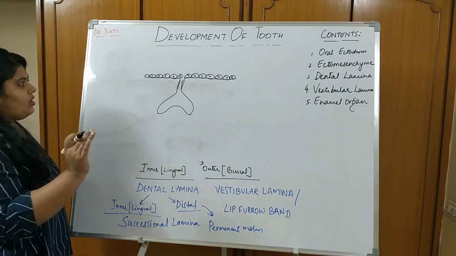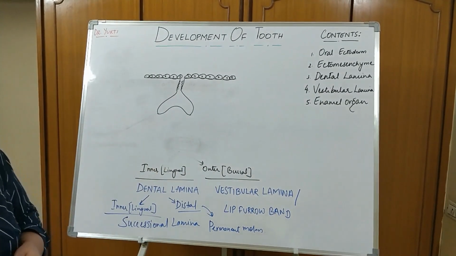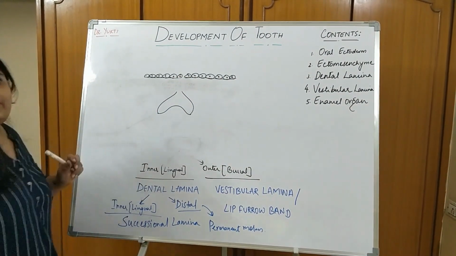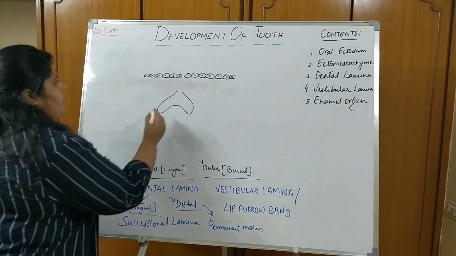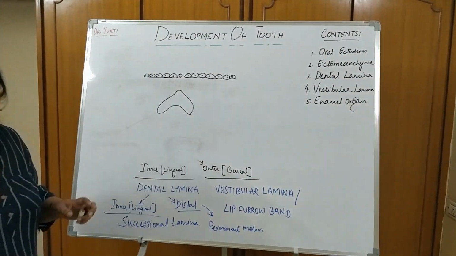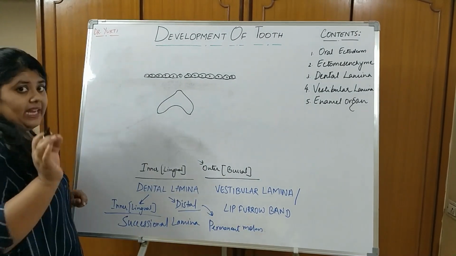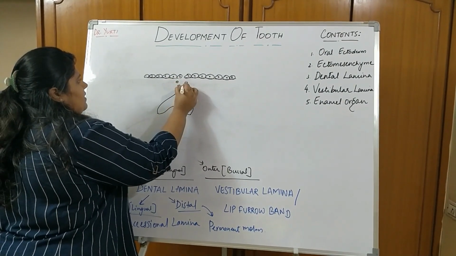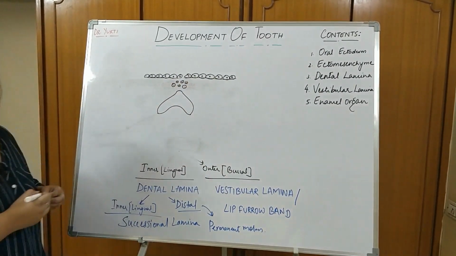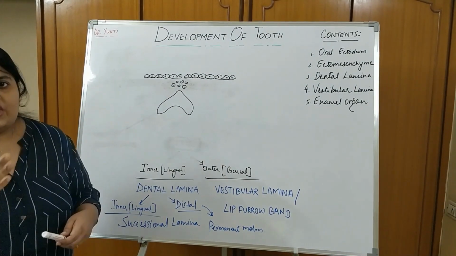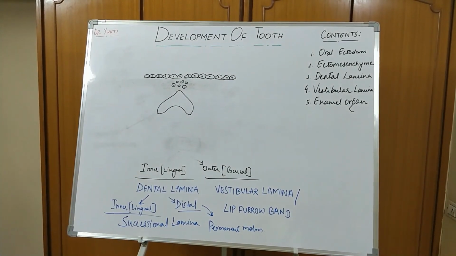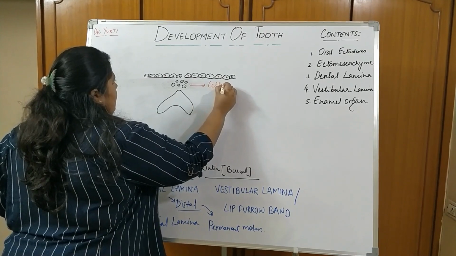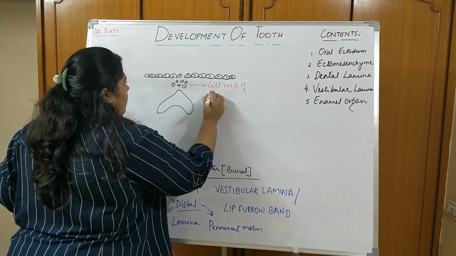But till then, just remember that once the tooth development initiates or is almost completed, they lose their connection with the oral ectoderm. That is, the dental lamina will degenerate. But sometimes some dental lamina remnants may remain here. Some cells do not completely degenerate and they may remain in the jaw or the gingiva. And those remnants are known as cell rest of Serres.